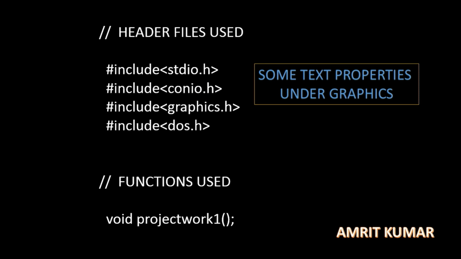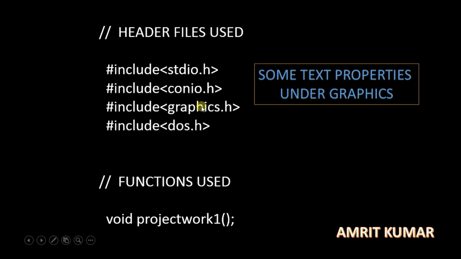So let's look at a program using some text properties under graphics. So this is the program. First of all we have to declare our header files here. Hashtag include stdio.h, hashtag include conio.h, hashtag include graphics.h, and hashtag include dos.h you need to specify, because these are all the header files that you need to declare above your main function.